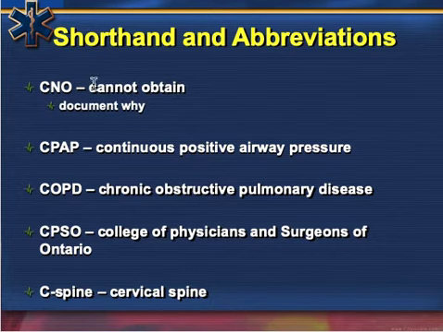So if for any reason you are documenting that you could not obtain a piece of information that would typically be required in a particular circumstance or be relevant in that circumstance, it will be super important that you're documenting why. So anytime you are using CNO in your documentation, consider whether or not you have indicated why you were unable to obtain that information.